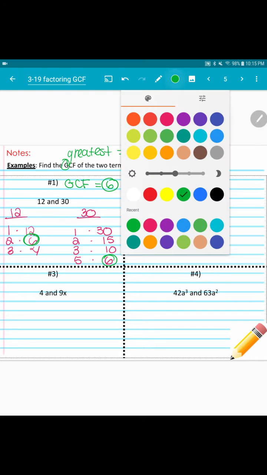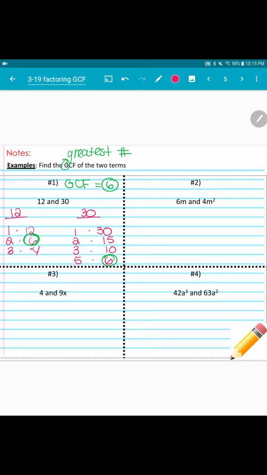All right, let's look at the next one. So the next one has a variable. We're doing the same thing, but also we're talking about our variables. So 6m would be 1 and 6, and 2 and 3. And then there's just one m in that scenario.